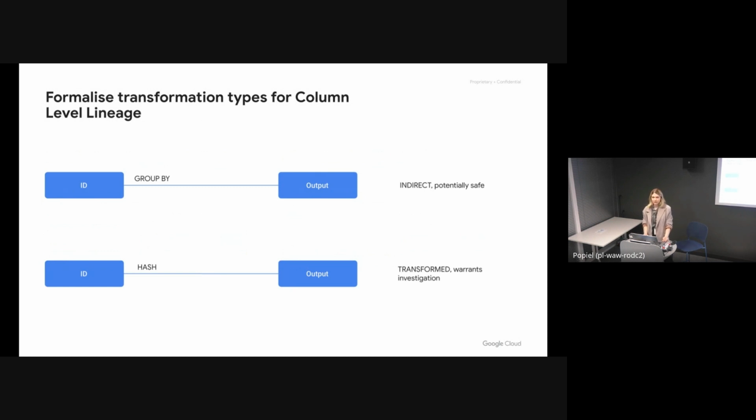Let's imagine we have one process that groups by a sensitive data asset, and another one that then hashes it. The first one is indirect usage of the data, so for many reasons it can be treated as safe. For the second one, we need to know whether the hash can be reversed, whether we can somehow use it, so it can warrant investigation if this information is really sensitive. So it would bring more value to distinguish those two cases.